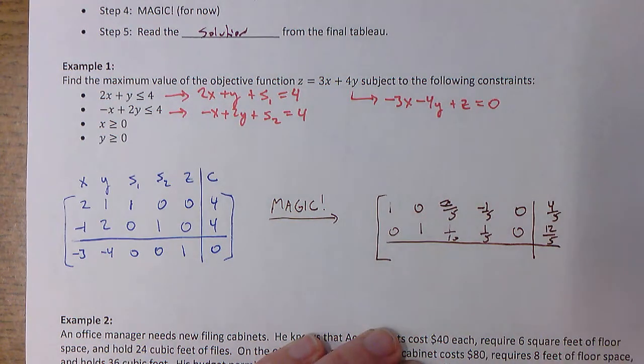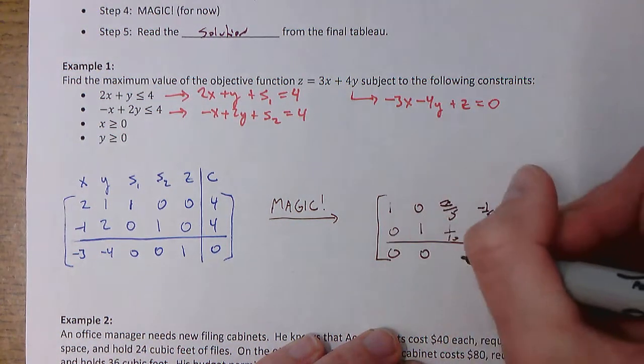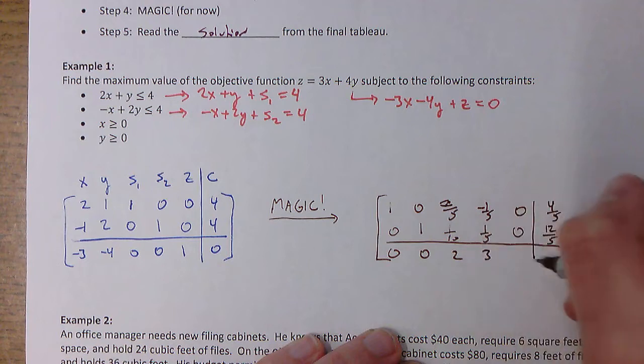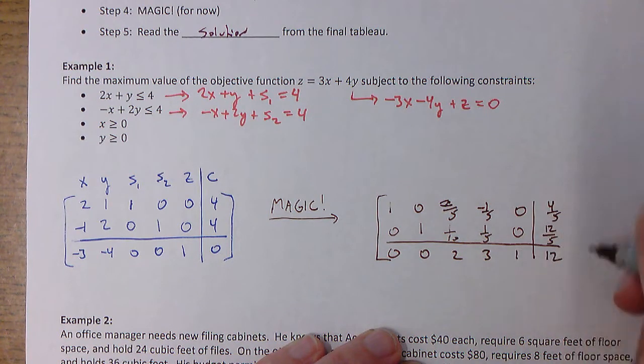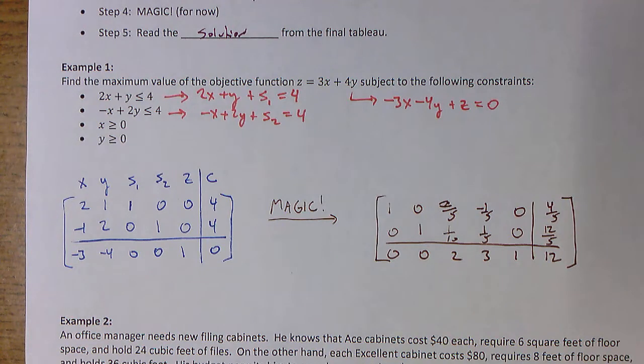And then I got my horizontal line going across to break off my objective function. And that is going to be 0, 0, 2, 3, 1, 12. Okay, so that is after we finish solving, that's what our simplex table is going to look like. Okay, so what does this give me? Well, now I'm going to be reading my solutions off of this.